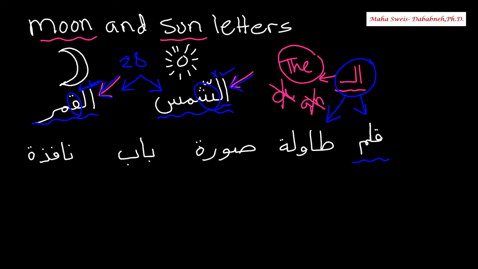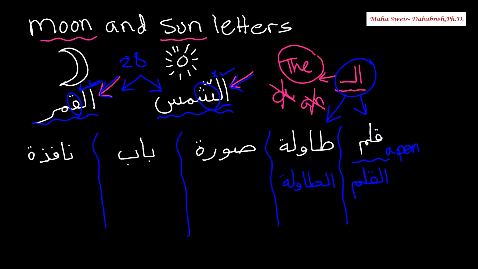When we say qalam, it's a pen. To make it "the pen", we prefix alif lam and we copy the noun. We say al-qalam. Let's make all of them. طاولة, prefix alif lam, copy the noun, الطاولة. The most important thing in this video is that you pay attention to how I'm pronouncing the words. That's the whole point.